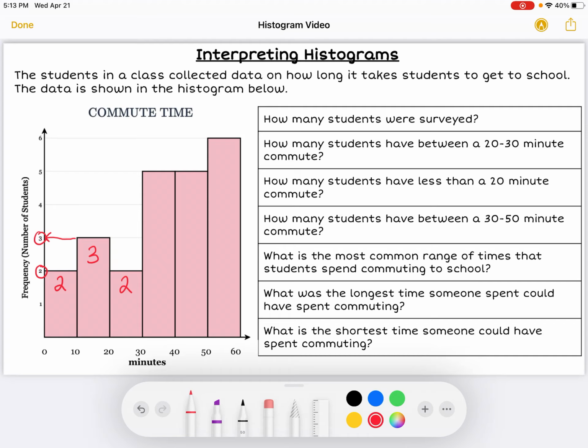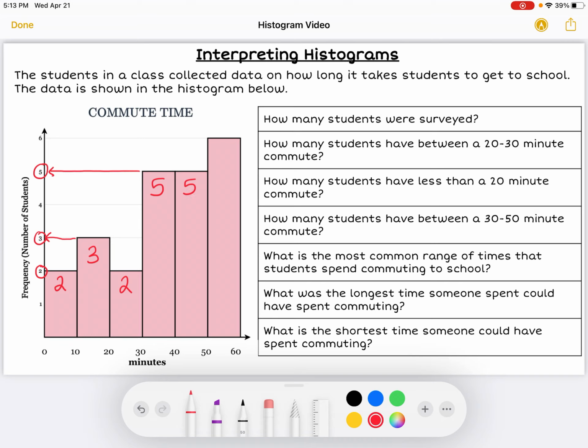The next bar is from 30 to 40 minutes, and it's a little taller. So I'm going to look at the height and then go all the way to the left to figure out the total number of students that have a commute between 30 and 40 minutes. So that means it's representing 5 students with a commute from 30 to 40 minutes. The next bar from 40 to 50 minutes is the same exact height. So that means there are also 5 students that have a commute between 40 and 50 minutes.